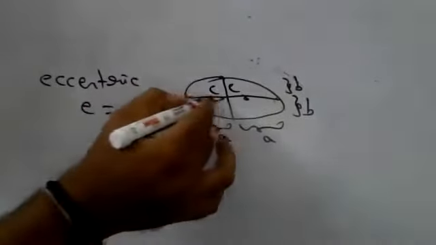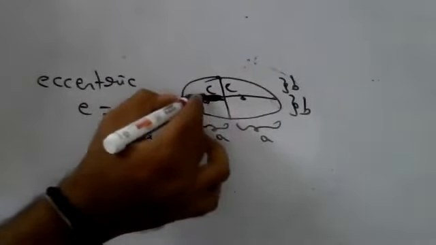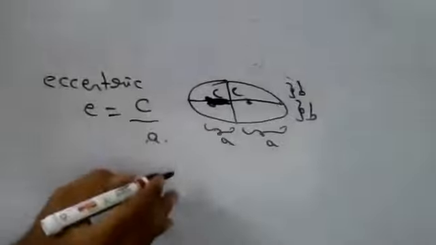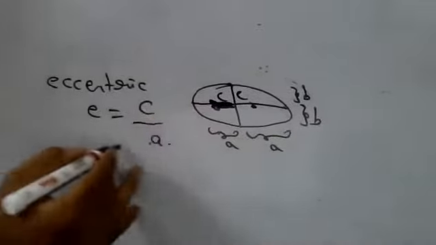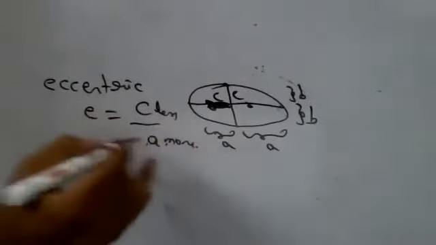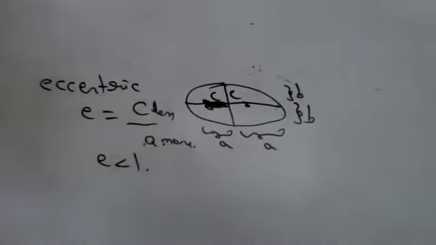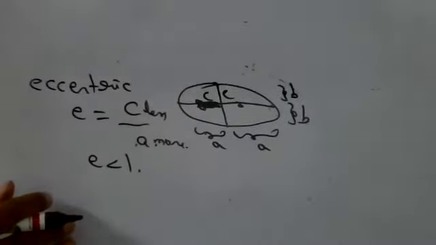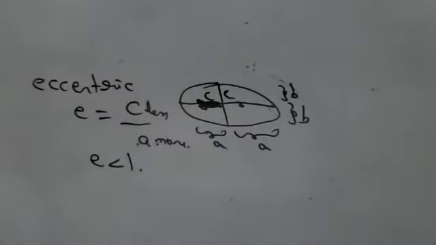C is always compulsory, 100% guarantee, always less than A. So because C is less and A is more, your ratio will always be less than 1. Eccentricity is always less than 1.